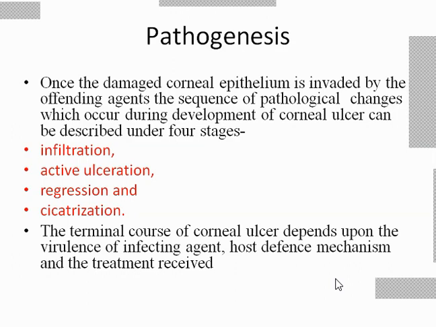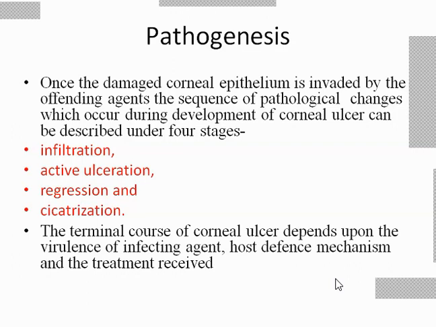And then ultimately, whether it's treated or non-treated, it usually ends up in cicatrization. Cicatrization is nothing but scar formation. When the ulcer cicatrizes, the tissue will again be disorganized in a very irregular manner. Once the cornea is damaged, it won't heal in a proper manner. So all the lamellae, which are very regularly situated in the entire cornea, usually integrate in a very irregular fashion.